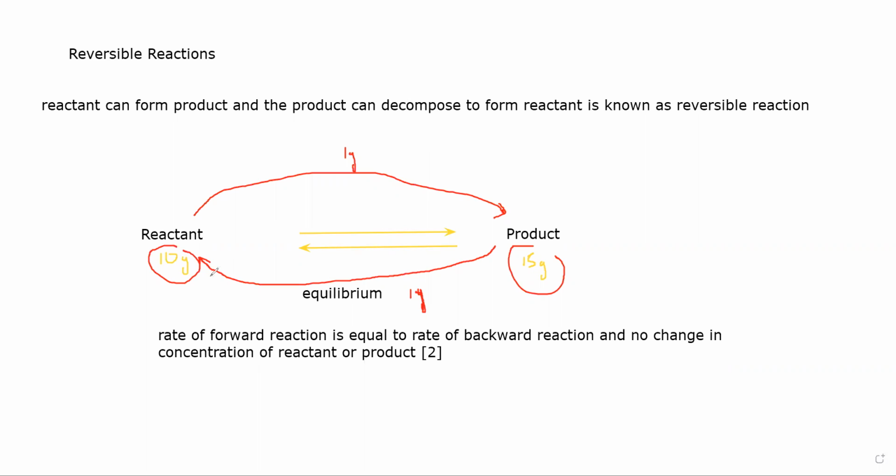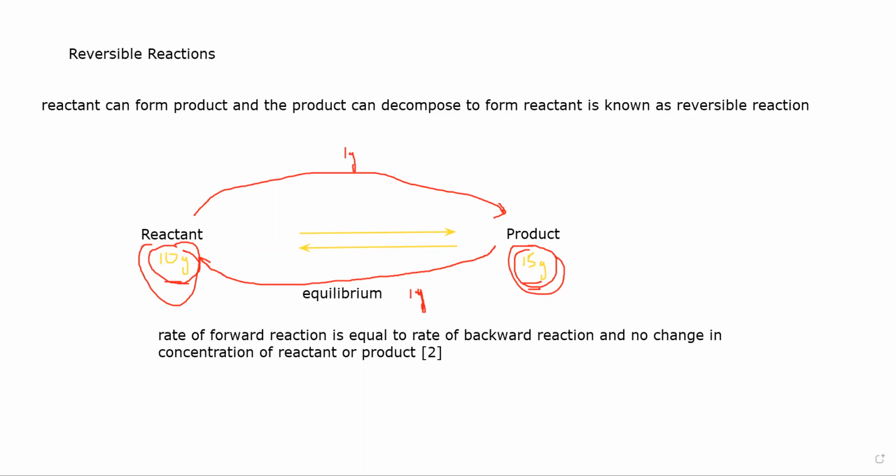It does not mean the amount of reactant is equal to the amount of product. It means the rate of the forward reaction is equal to the rate of the backward reaction. Their speeds and rates are the same, but you can see product is 15 gram where reactant is 10 gram. But out of 10 gram of a reactant, 1 gram is forming a product, and at the same time, out of 15 gram of a product, 1 gram decomposes and forms back the reactant. So the amount of product and amount of reactant does not change, we call this condition as equilibrium or balance.